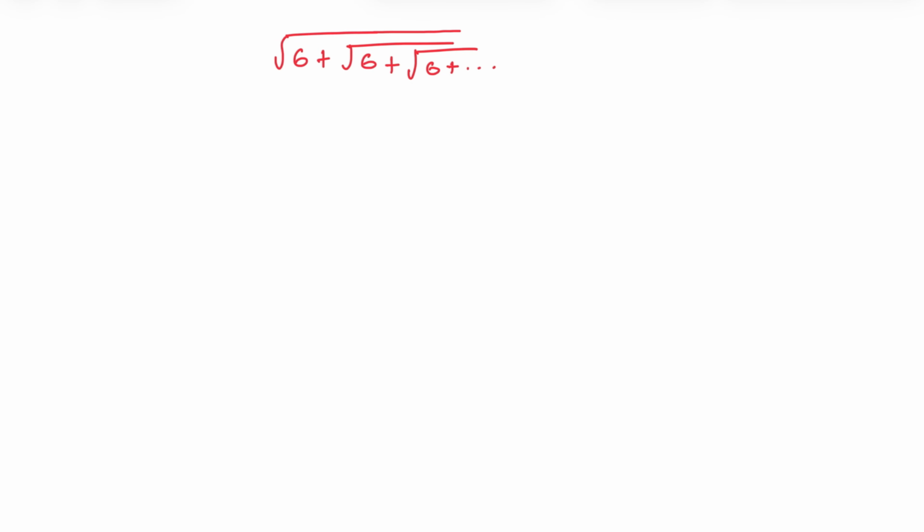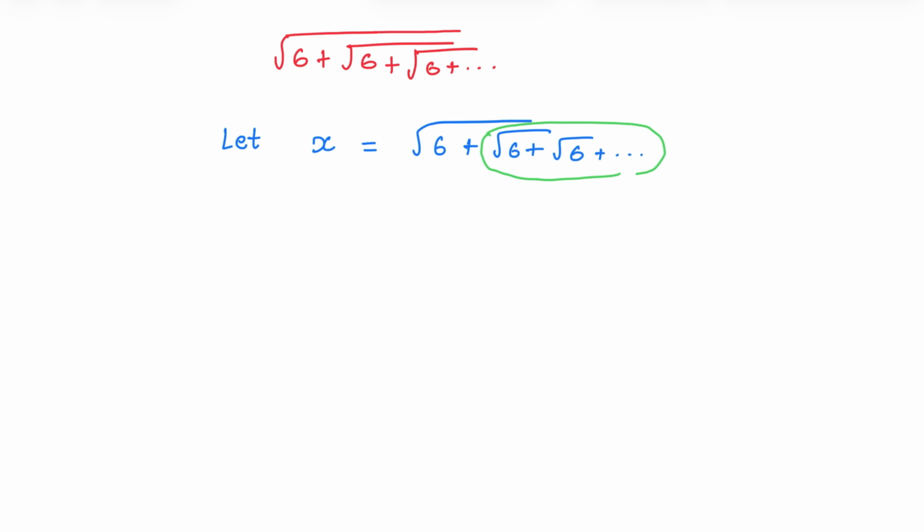Here the problem is root 6 plus root 6 plus so on. Let x equal to root 6 plus root 6 plus root 6 plus so on. Here this step is again repeating. So x equal to root 6 plus x. Let's solve this equation.